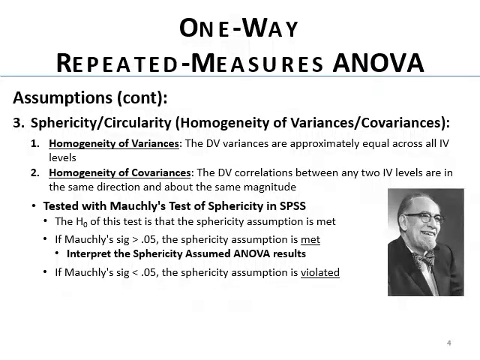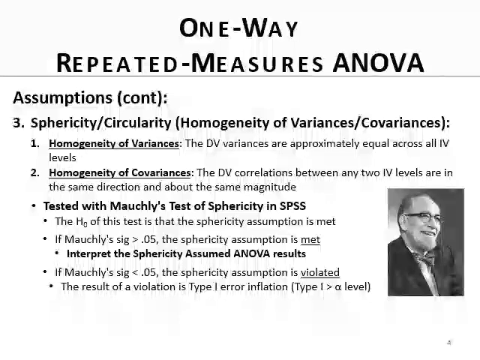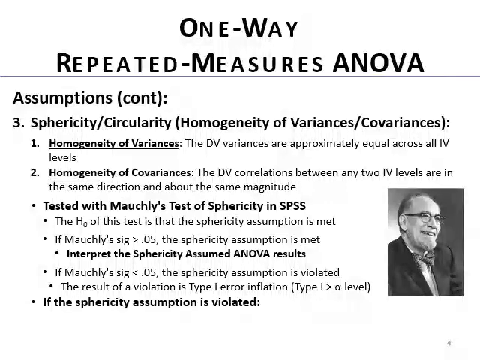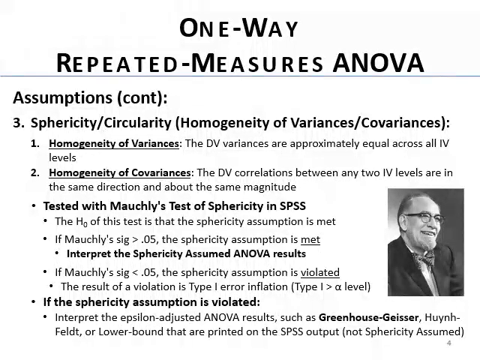So what do you do if Mauchly's sig is less than 0.05 and you violated this assumption? Do you give up? Do you not graduate? Nope. So the result is you get type 1 error inflation. That's the usual thing that happens: you get lower power or you have type 1 error inflation.